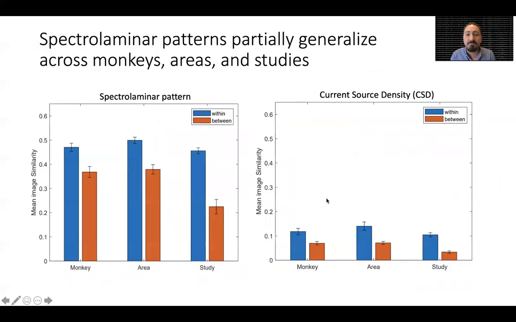We further found that mean image similarity was higher for comparisons of spectrolaminar images within each monkey than between monkeys. Likewise, image similarity was higher within each area and within each study than between. Therefore, while the spectrolaminar pattern generalized at these 3 levels, they show more diversity between groups than within groups. This partial generalization was also true for CSD, but all image similarity values were much lower than for spectrolaminar patterns.